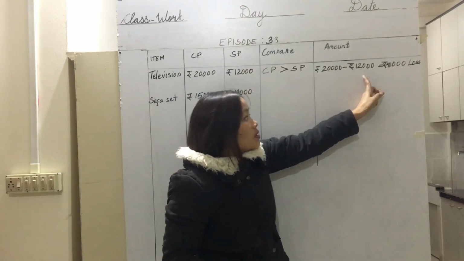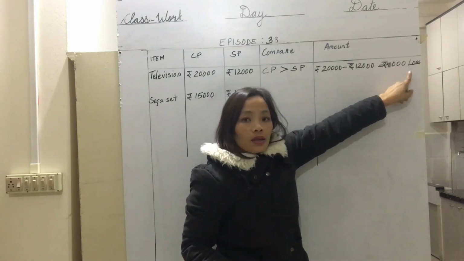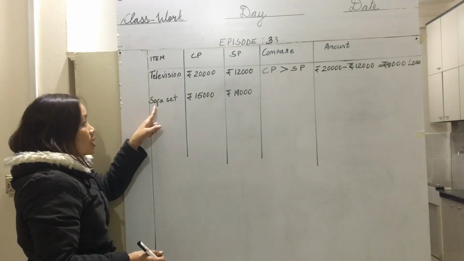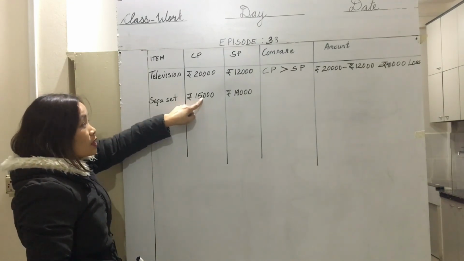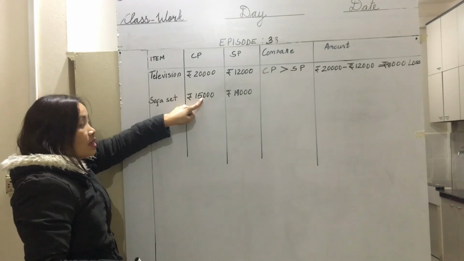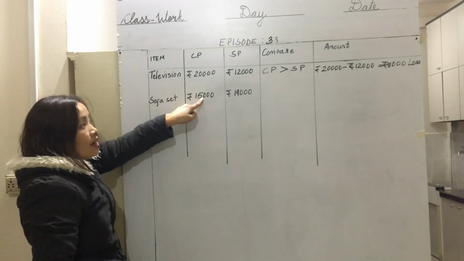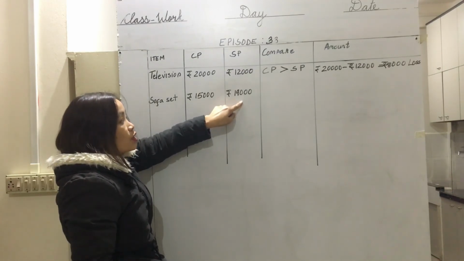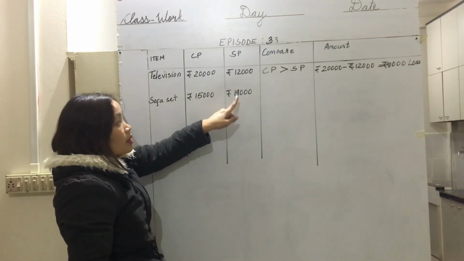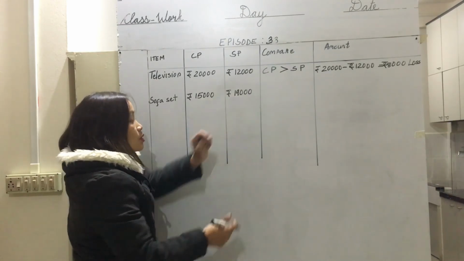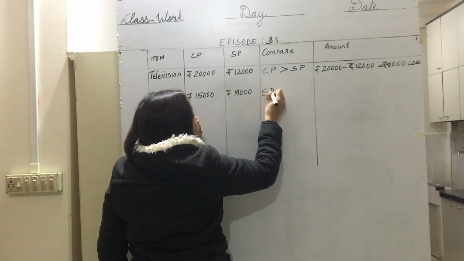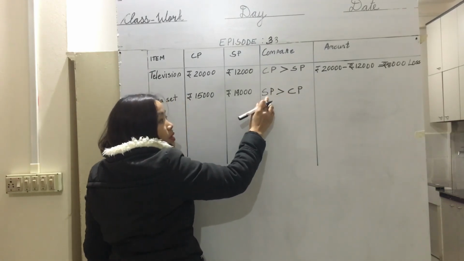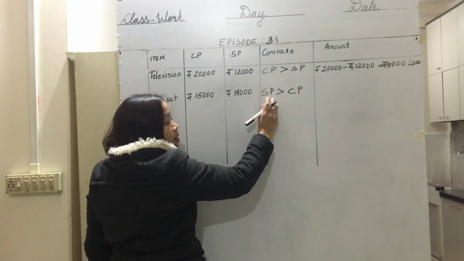So we subtract this. This 8,000 rupees is the loss, right? Look at the next example. A sofa set is bought for 15,000 rupees, and it is sold for 19,000 rupees, right? So which is bigger, the CP or the SP? The SP is bigger. So we write SP is bigger than CP. What do we get if the selling price is bigger, profit or loss? We will be getting a profit here.